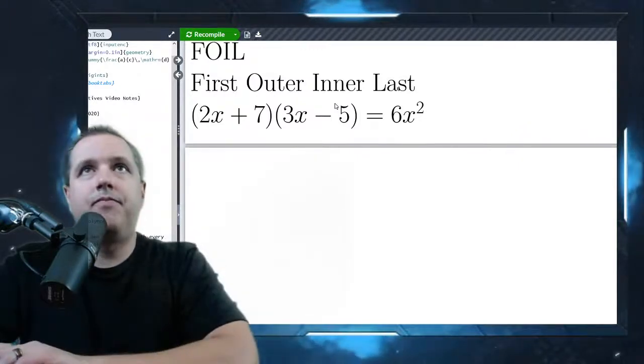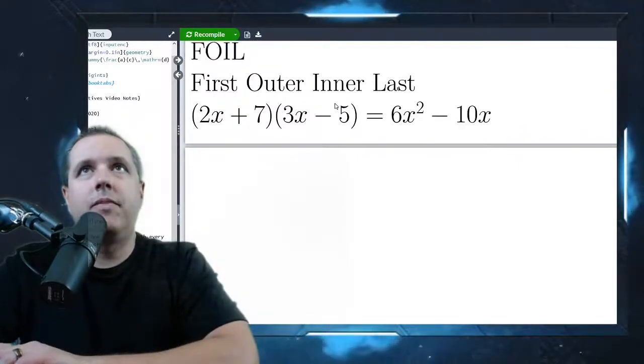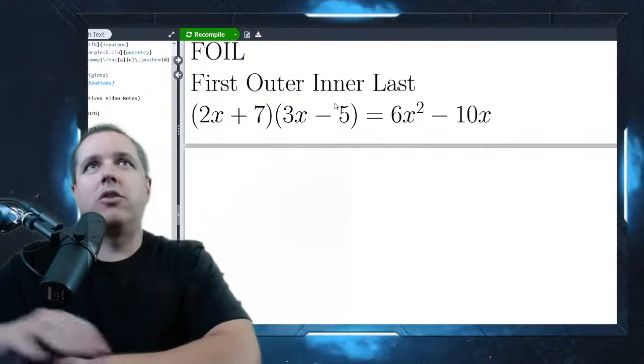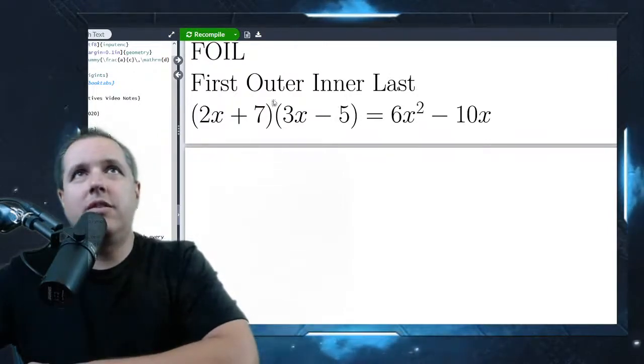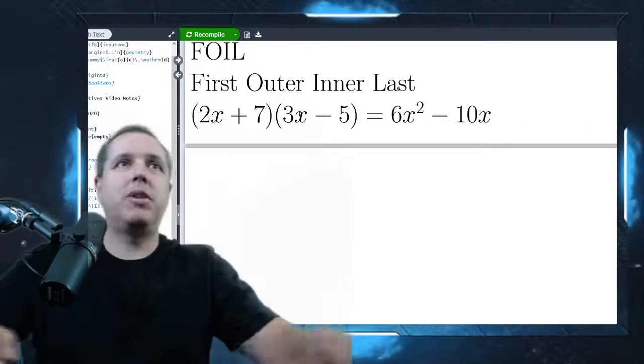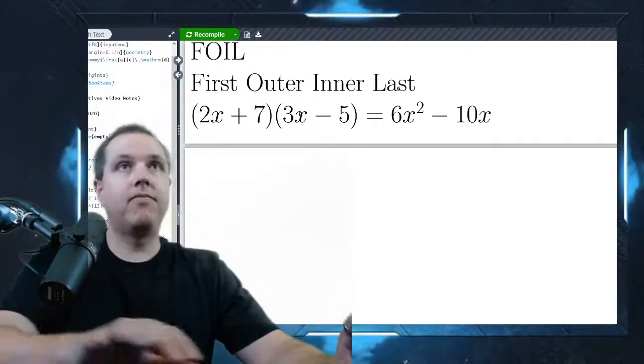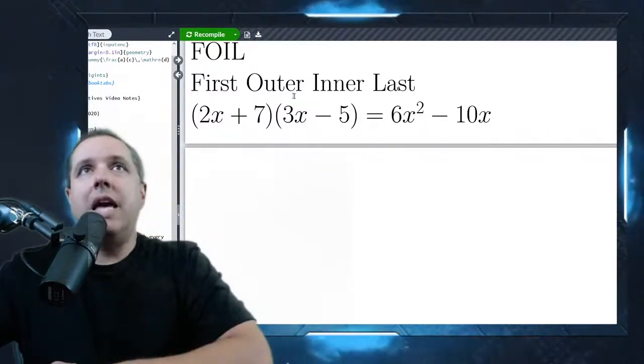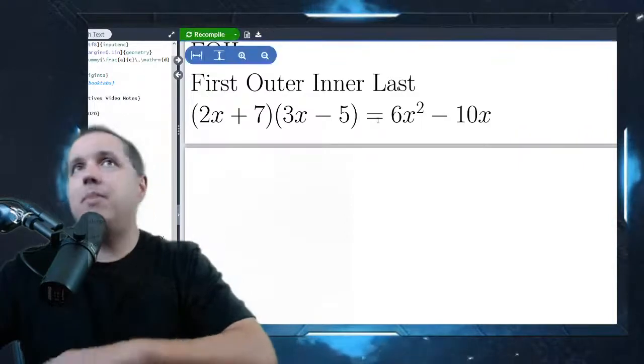Okay. Negative 10x. Now my inner, so that's the inner parts here. 7 times 3x is plus 21x. And then my last, that's the last terms in each one, that's going to be minus 35.